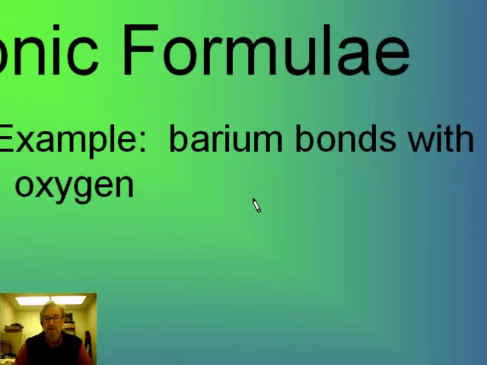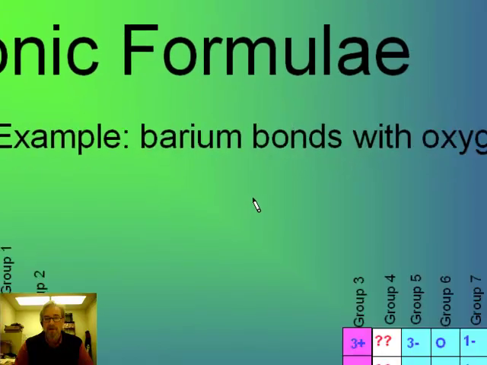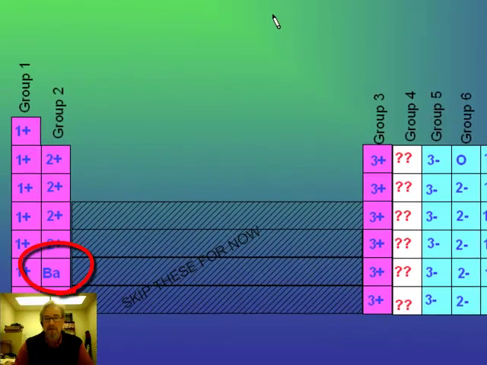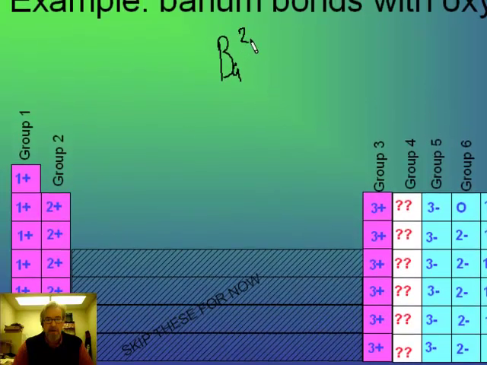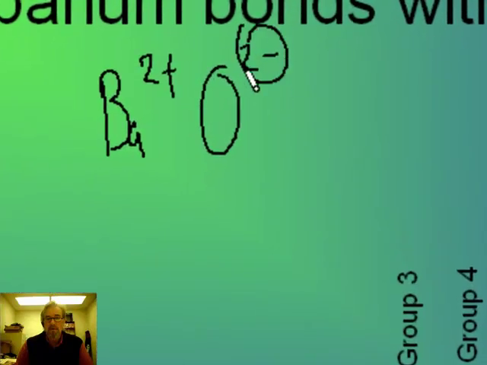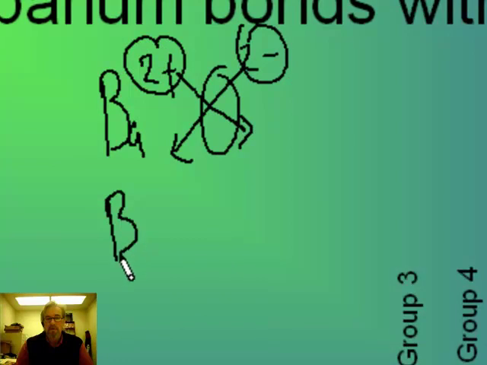Let's try another one. Barium bonds with oxygen. So here's barium on the left-hand side. It's column 2. That means 2+. So I'll write it down. Ba2+. Group 6 is where oxygen is on the right-hand side, and that's a 2-. So O2-. When I swap these, that 2 goes there, and that 2 goes down there. So I'd end up with Ba2O2.